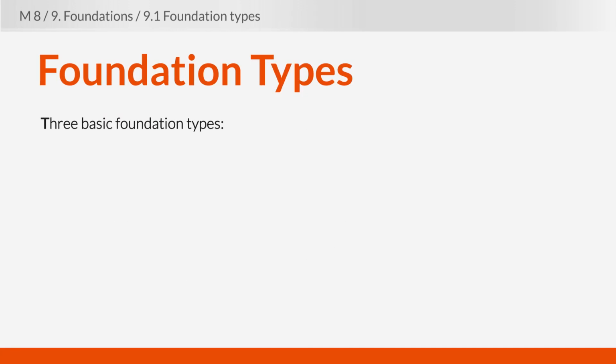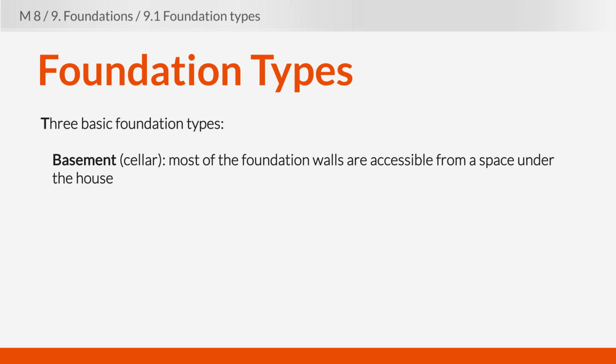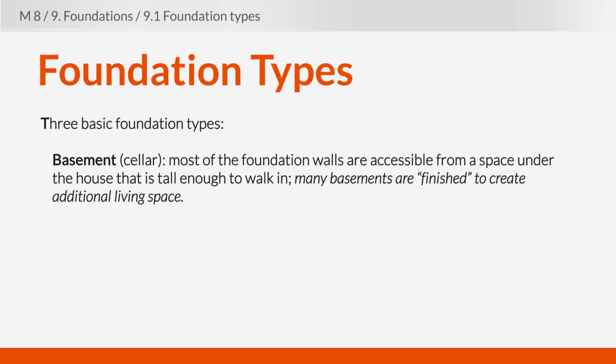There are three basic foundation types. The basement or cellar. Most of the foundation walls are accessible from a space under the house that is tall enough to walk in. That's what makes it a basement. Of course, many basements are finished to create additional living space. And with a finished basement, you are not going to be able to see a lot of the foundation.